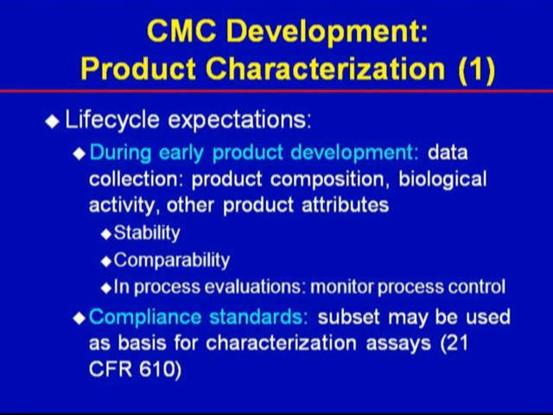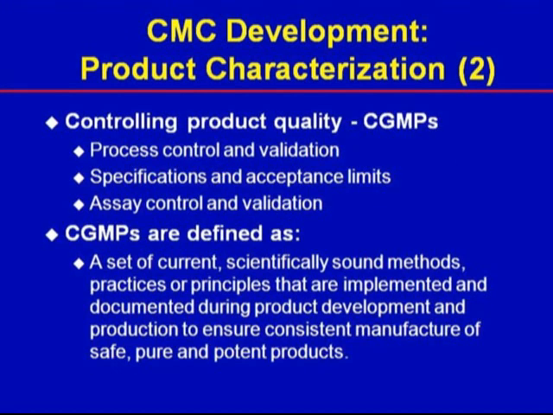A subset of these assays may form the basis for the testing used to meet compliance standards for product release as outlined in Part 610. As product development advances, you will need to demonstrate control of the manufacturing process through adherence to CGMPs. Compliance with CGMPs is a critical aspect of controlling product quality through process control and validation.